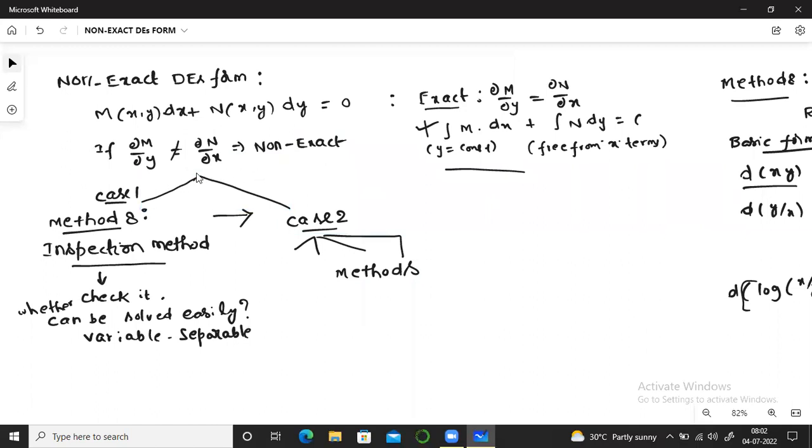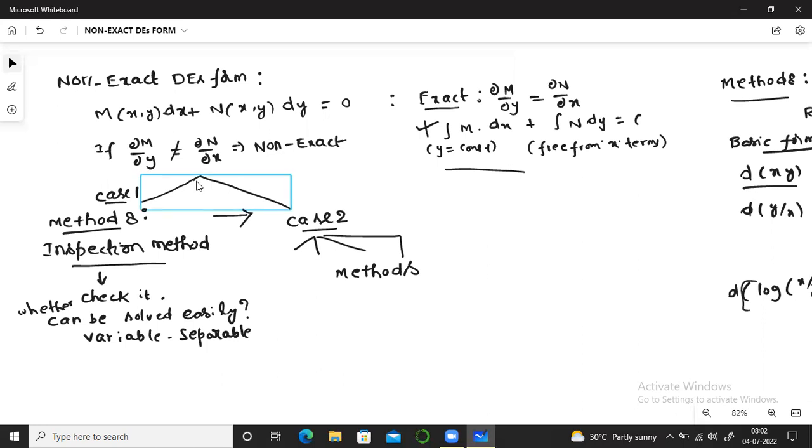If it is non-exact, there are two possibilities or two cases. Under case 1, we have taken directly what is called the inspection method. By using this inspection method, we solved one problem, but we came to know that the problem can also be solved by using another form called Bernoulli's form. So we tried Bernoulli's form also. We got the same solution. It means some problems can be solved by various methods, but the solution should be the same.